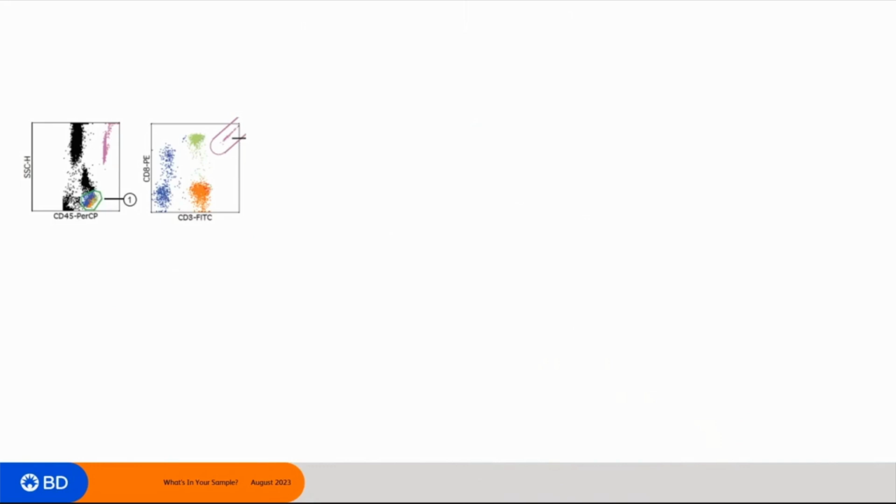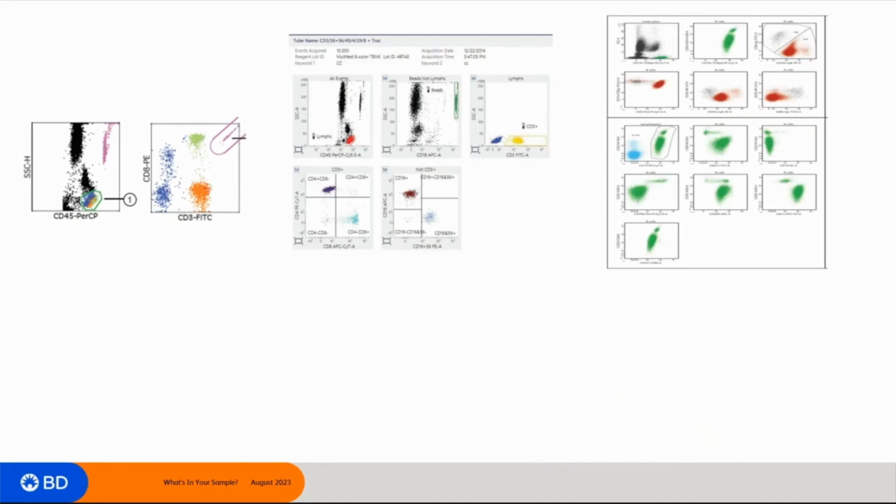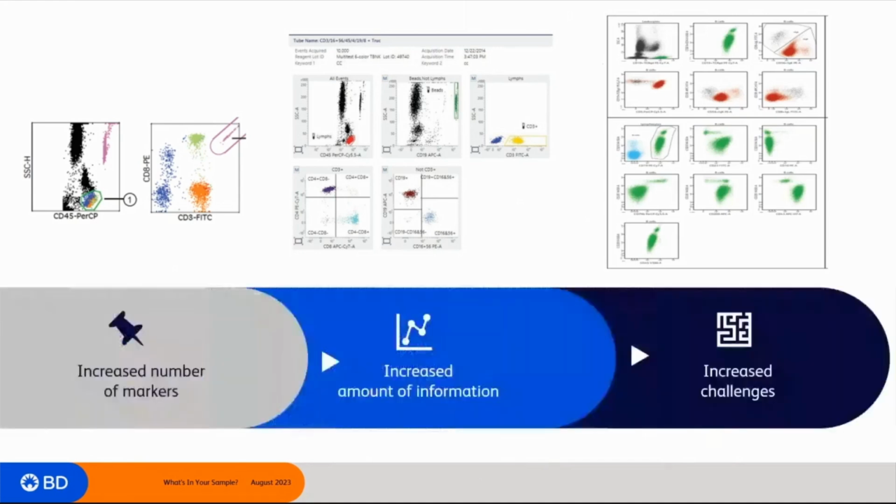For example, you might have started testing T-cell enumeration using 3 colors, CD45, CD3, and CD8. And that grew over time to also include the counts, the absolute count and the percentage for CD4 T cell, NK cell, and B cells. So your panel has become larger and larger to accommodate the need for more information. But with more colors come more challenges.